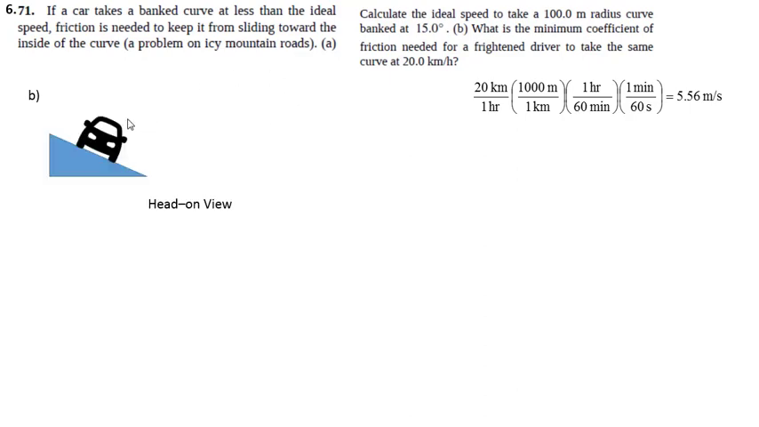So my free body diagram is going to be a little different. I'm still going to look at the head-on view. I still am going to start with my normal and my force of gravity, but now there will be static friction, and static friction is going to prevent the car from sliding down the incline. That means the static friction is going to be pushing up the incline.